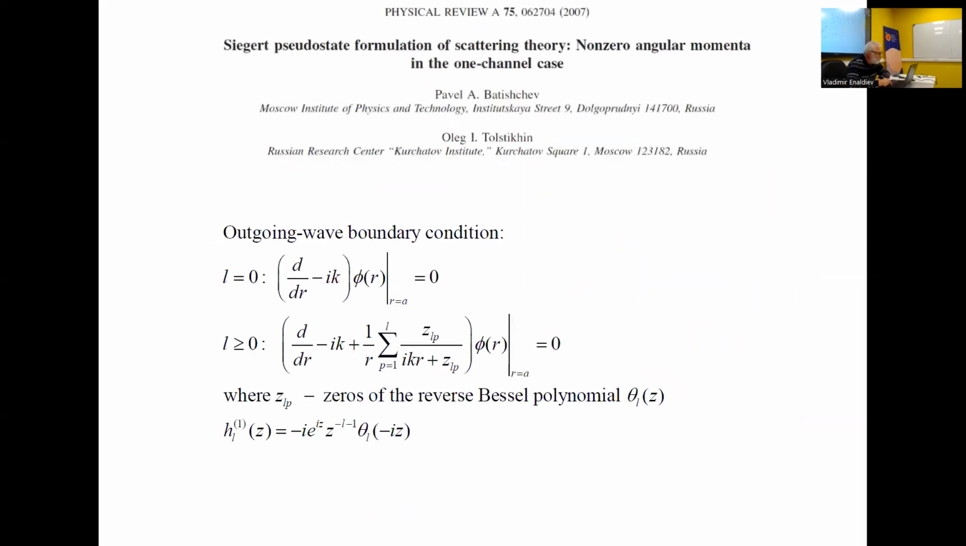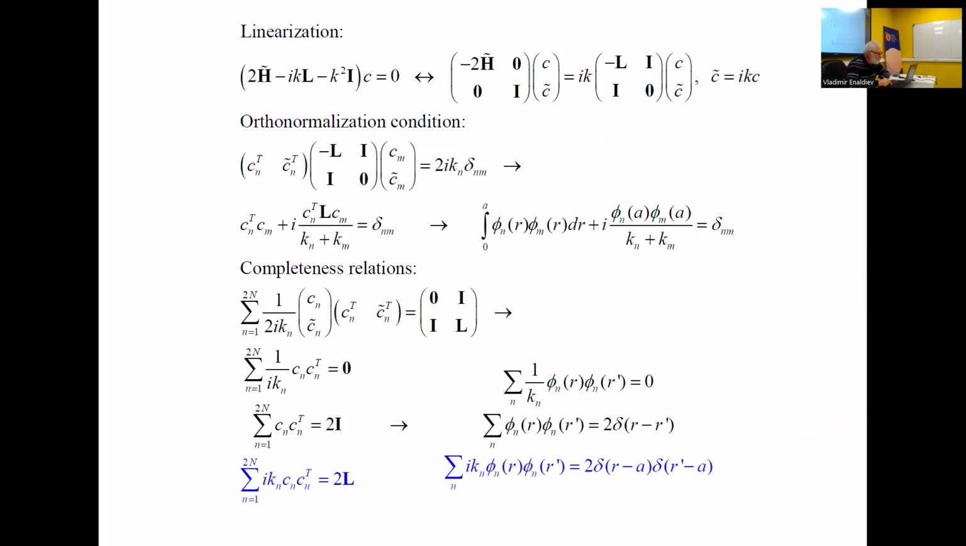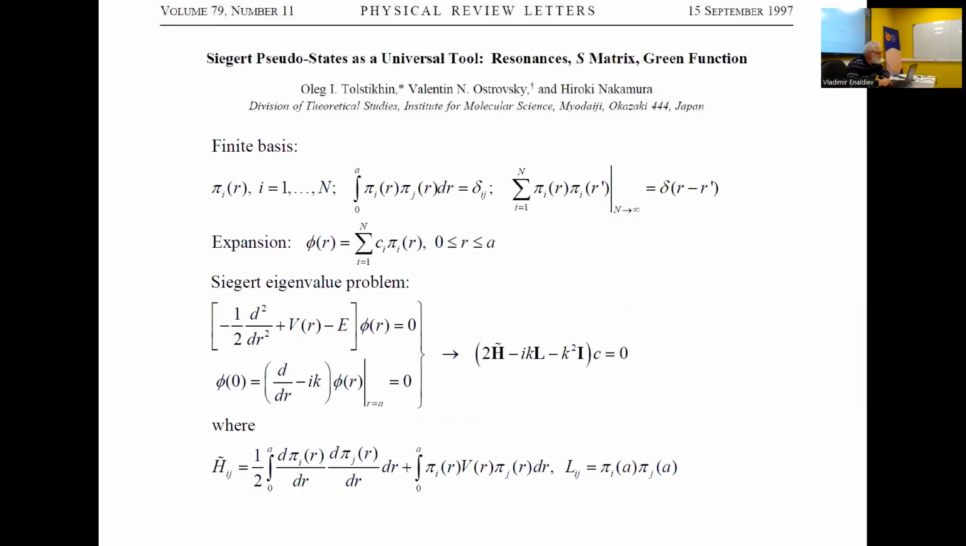How do we obtain a discrete set of eigenstates, Siegert eigenstates, with this outgoing boundary condition? How do we know that it's purely discrete? Yes, yes. Okay.